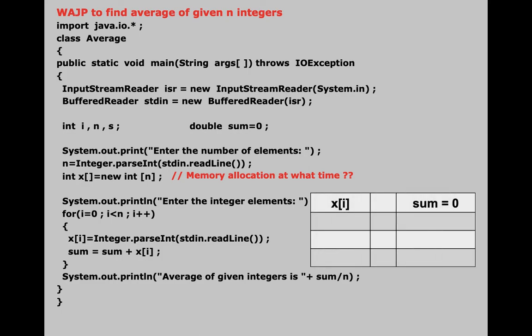So this is the table where I have x of I. There is this variable sum which is initialized to 0. Now before I start with the table, let me again tell you one thing. In this entire program, I have not used this variable s, but I have still declared it by mistake.